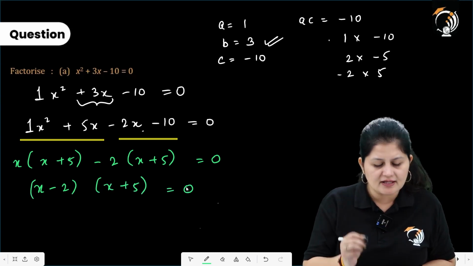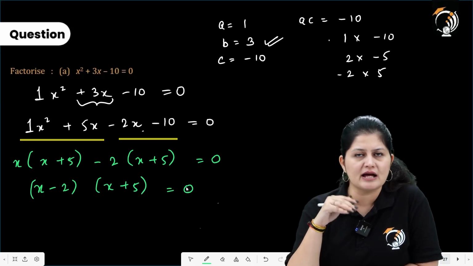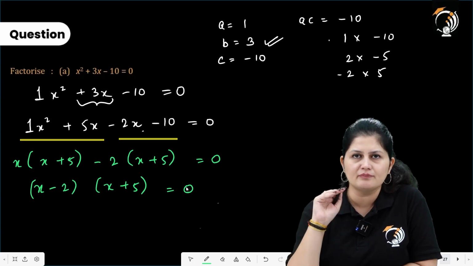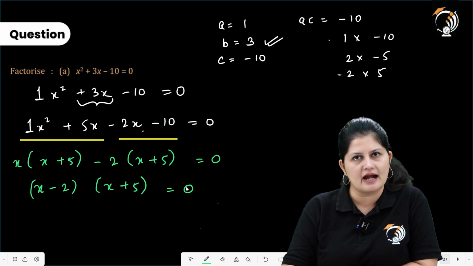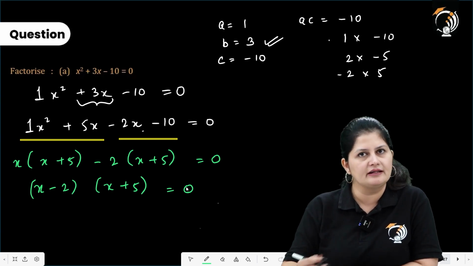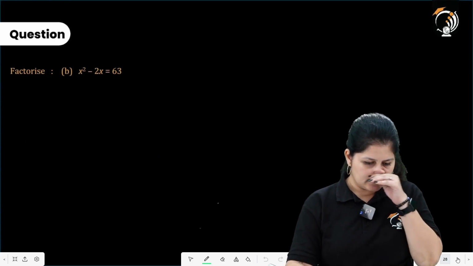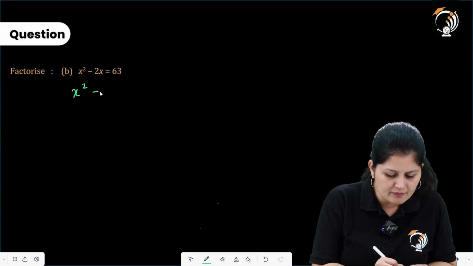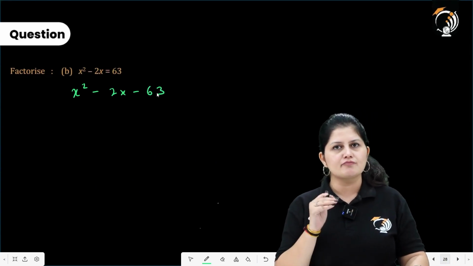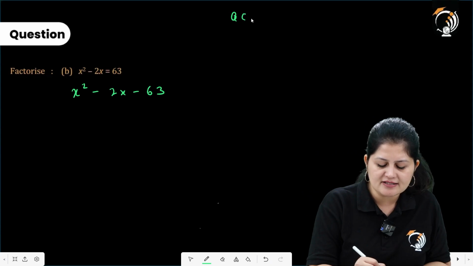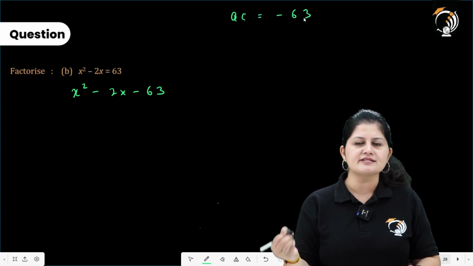So we did this in the previous session as well, how we get this, right? This was a part of regrouping that we have learned in the previous sessions, correct? So you can refer to that in order to have a better understanding of why we are writing it like this. Moving to the next part here, which says that we have x square minus 2x minus 63. So this time we need to get the factors of minus 63, right? So ac is equal to minus 63.